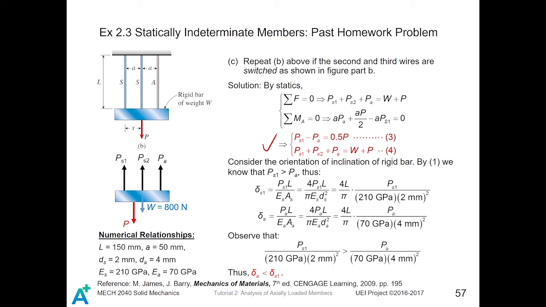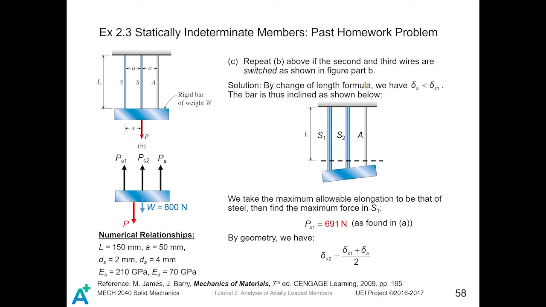Besides, from equation 3, we have PS1 is greater than PA. So comparing those two, we observe that PS1 is greater than PA. Also, the denominator of PS1 is smaller than that of PA. That means the change of length of S1 is greater than that of the aluminum wire. That is, delta S1 is greater than delta A. After that, we can confirm that this bar is rotating in this way.